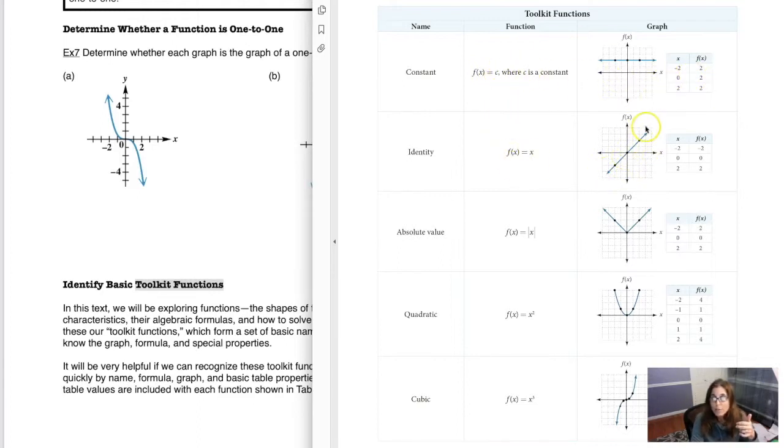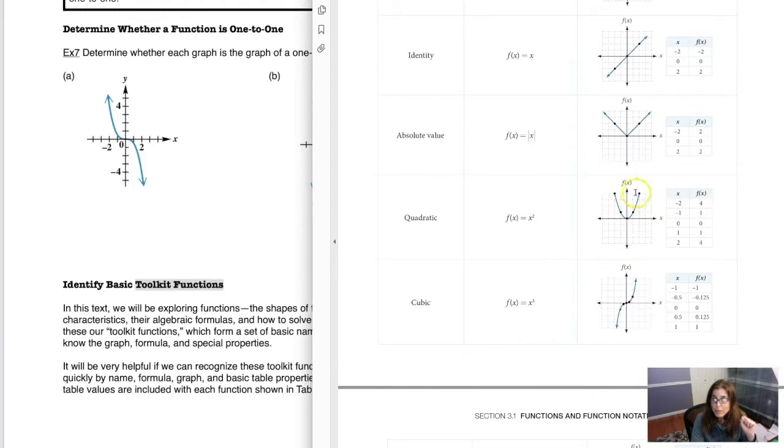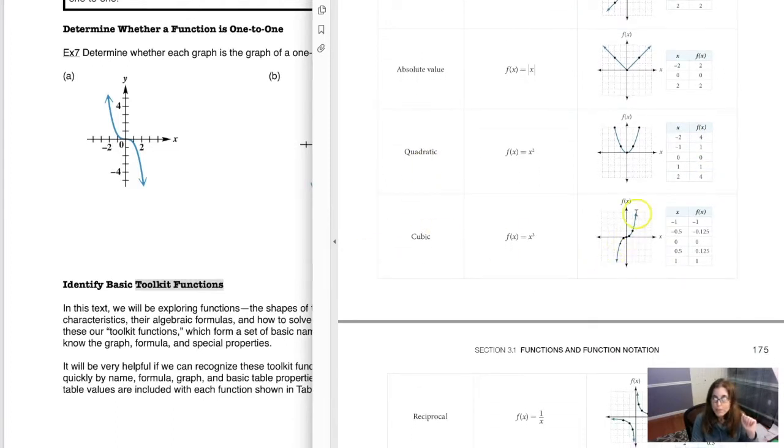We've got our basic line with a slope of 1 and a y-intercept of 0. We've talked a little bit about the absolute value function. Its graph looks like that, right? We've got the V with the vertex at the origin. You have your basic parabola, your quadratic function, f of x equals x squared. Just take note that all of the y values are positive. Whenever you square something, those y values are positive. Here's your basic cubic, f of x equaling x cubed.